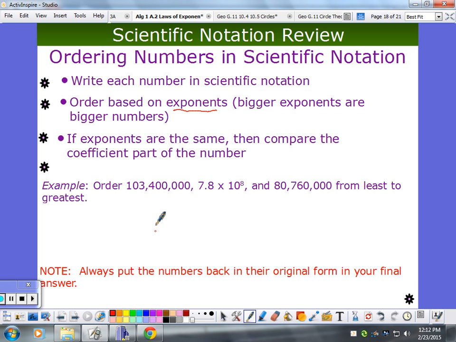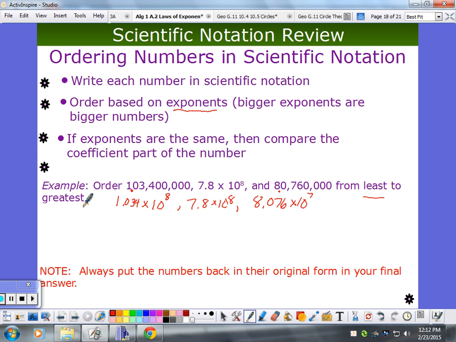So if I wanted to order these, you write them in scientific notation. 1.034 times 10 to the what? Start here, right? 1, 2, 3, 4, 5, 6, 7, 8. Does this expand back to that? I always check. Make sure that's a positive exponent. Already in scientific notation. 8.076 times 10 to the what? Start at the 8, right? 1, 2, 3, 4, 5, 6, 7.